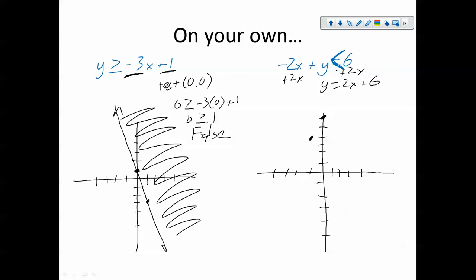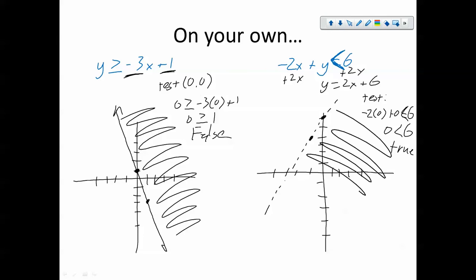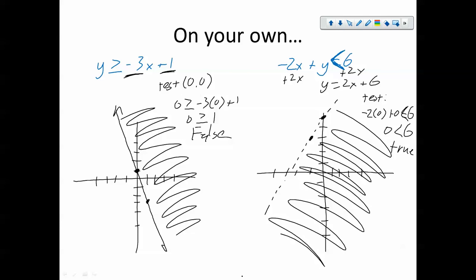So, is it a dotted line or a solid line? It is a dotted line. And I'd better test 0, 0 to find out if I switch sides to shade. So this is 0 is less than 6. Is that true or false? That is true. So 0, 0 is true, which means everything on this side of the line is true. And all of this shaded region over here on the left is the solutions for this inequality.